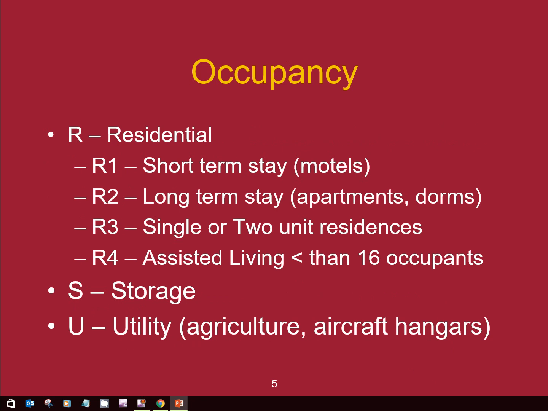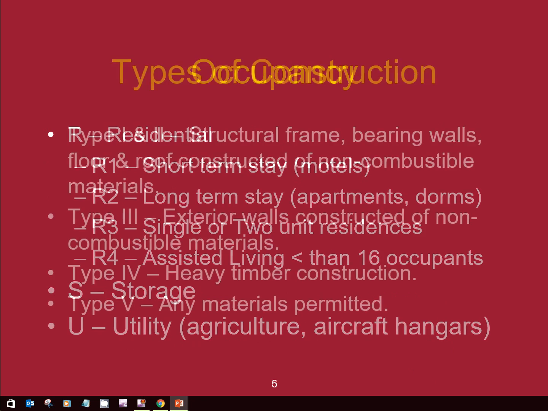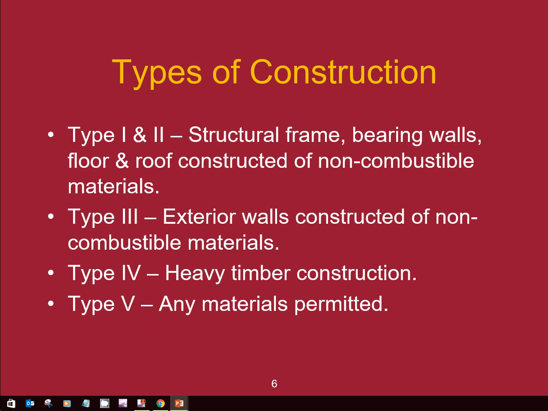so you've got occupancy type, which is the letter designation, and then there's type of construction. Types 1 and 2, which are very similar. I can't remember the difference between them there. But this deals mainly with: is the building fireproof? Is it non-combustible? Okay. Type 4 is heavy timber construction. Type 5 is any material. So most houses are going to be a Type 5 type of construction.